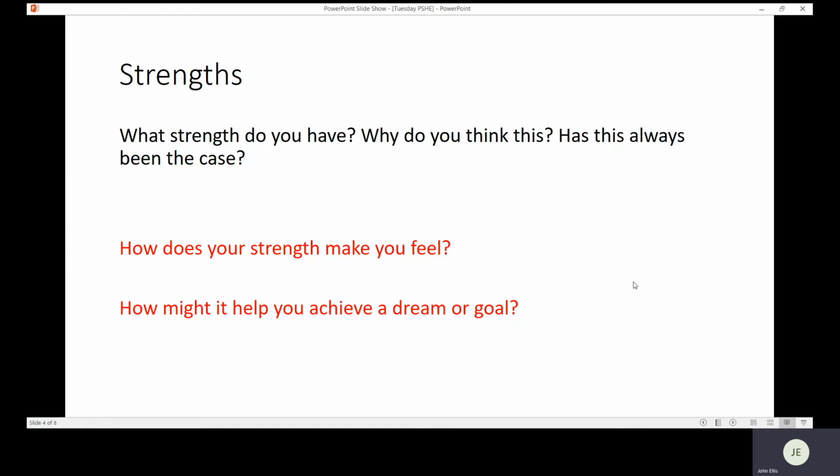So, what I mean by this is, for example, because I believe I'm a very determined person, I know that if I set myself a dream or a goal or a target, that determination is going to help me achieve that goal, because I know I'm someone who's not going to give up. So I want you to think about what strengths you have and how they're going to help you achieve.